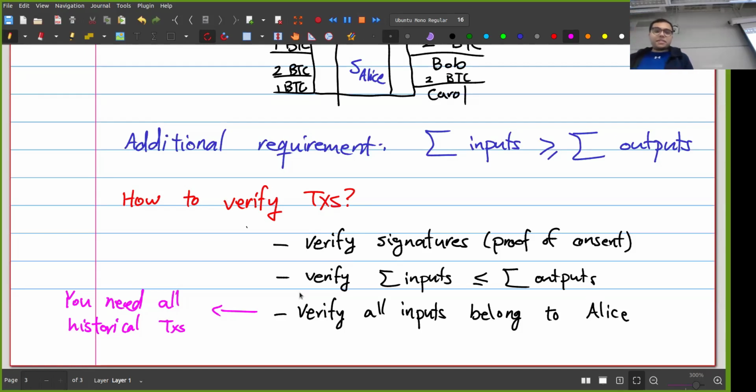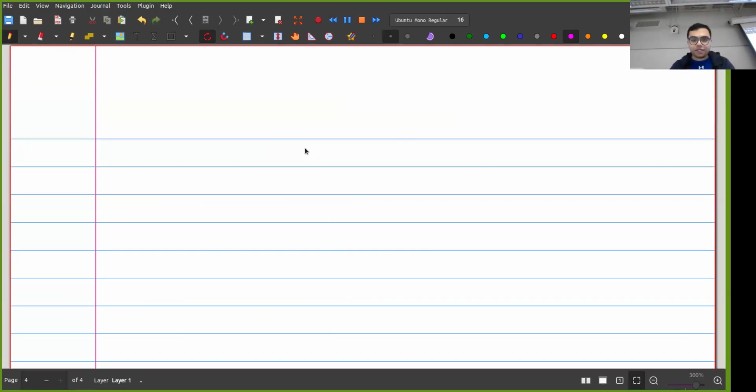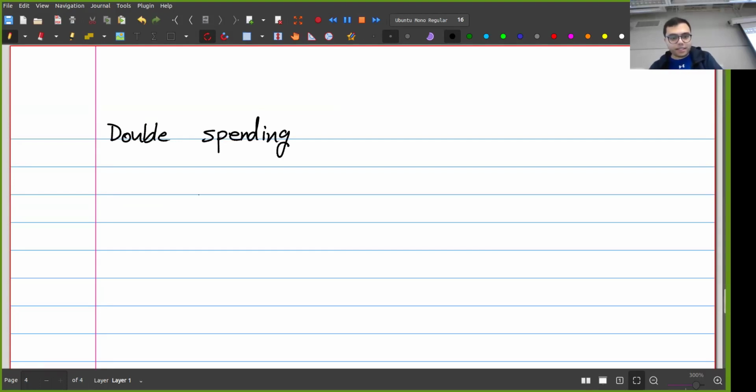Yes. The problem is that maybe Alice has spent some of these inputs before, right? Maybe someone paid Alice 1 Bitcoin and she's using that 1 Bitcoin as the input of her transaction to give it to someone else. But then maybe she's creating another transaction that is again using the same input, right? So I can have this kind of thing. I can have double spending. And double spending is this.